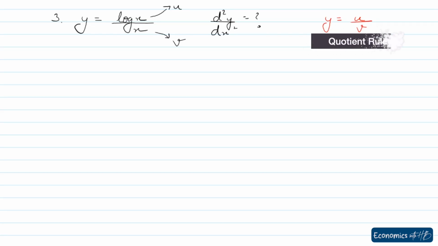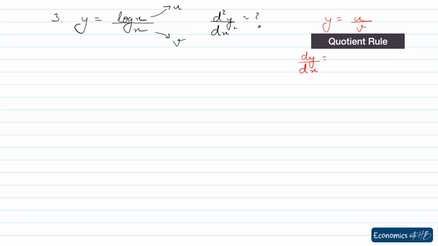See the next one. Y is equal to log x over x. Find d2y by dx square. Now here also we can write this equation in the form y is equal to u by v, and here also we'll use the quotient rule.